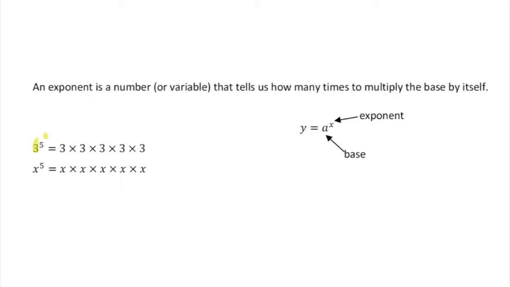So in the case of 3 to the 5th, it tells us we're going to take the 3 and multiply it by itself 5 times. Or in the case of x to the 5th, we're going to take x and multiply it by itself 5 times.